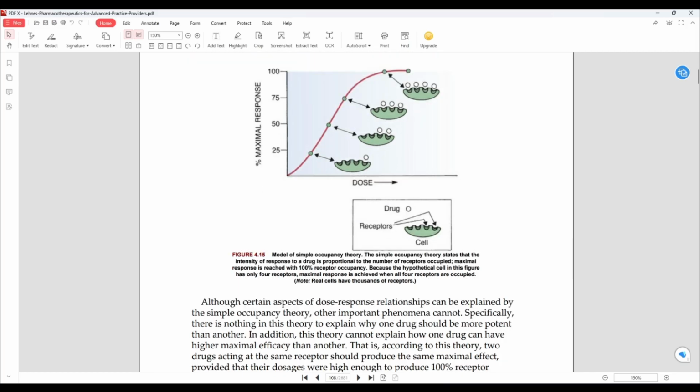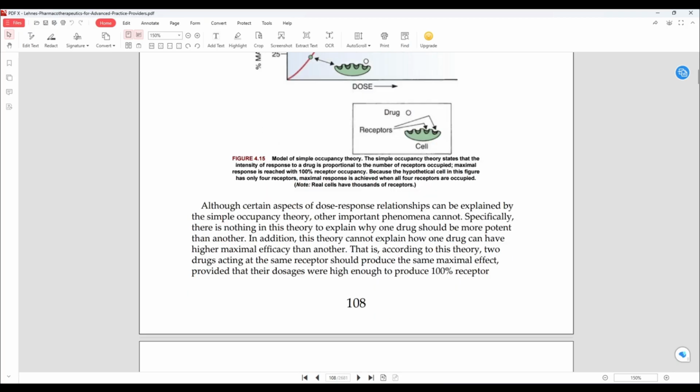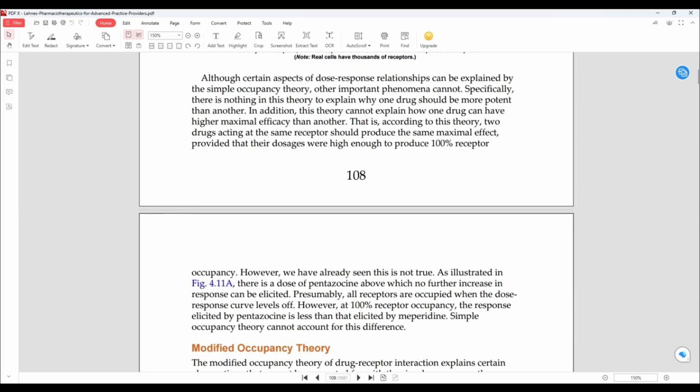Although certain aspects of dose-response relationships can be explained by the simple occupancy theory, other important phenomena cannot. Specifically, there is nothing in this theory to explain why one drug should be more potent than another. In addition, this theory cannot explain how one drug can have higher maximal efficacy than another. That is, according to this theory, two drugs acting at the same receptor should produce the same maximal effect, provided that their dosage were high enough to produce a 100% receptor occupancy. However, we have already seen this is not true.